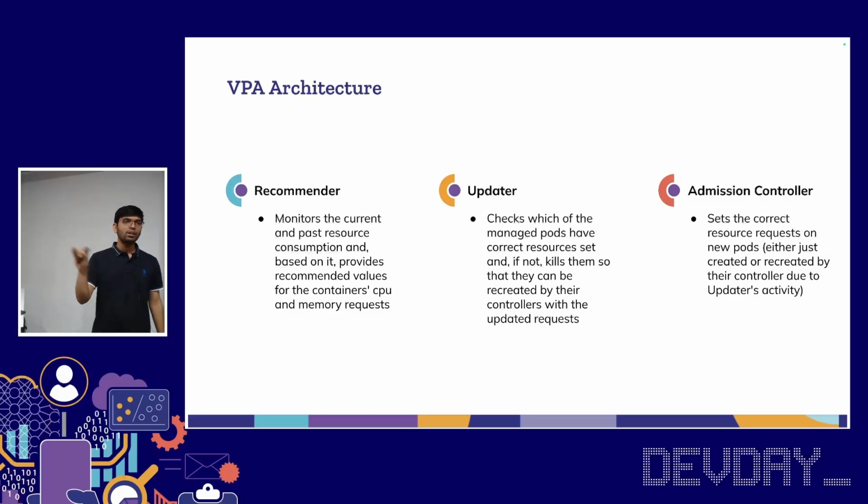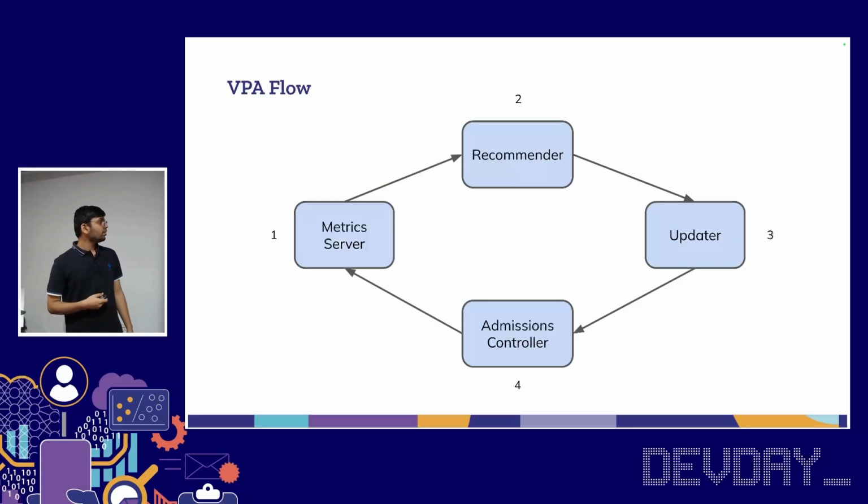The scheduling process, as we discussed in the scheduler section, is basically picking a node, deciding a node, and then the kubelet will create the pod, right? So this is the flow.